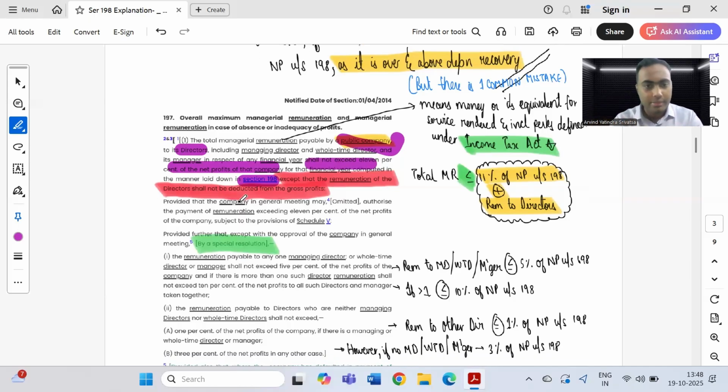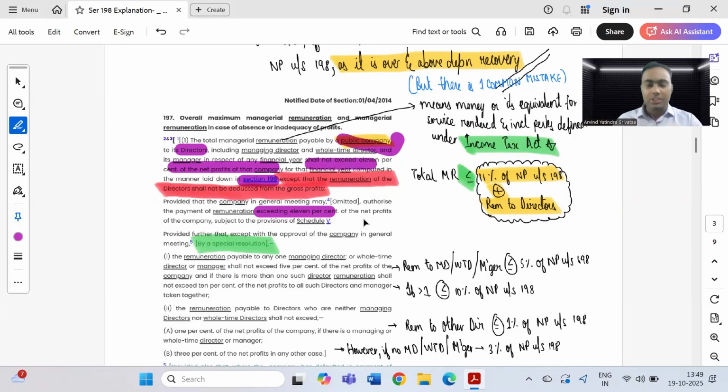Yes. Next. Provided that the company in general meeting may authorize the payment of remuneration exceeding 11% of the net profits subject to the provisions of Schedule 5. Yes. Provided further, except with the approval of the company in general meeting by a special resolution. Let's say your net profit comes to rupees 100 in accordance with section 198. Let's say you apply 11%. So you can maximum pay a remuneration of 11 rupees, right? But let us say what has happened is you've paid a remuneration of 12 rupees. What is to happen is you have to get the approval of your members in your general meeting by passing a special resolution.